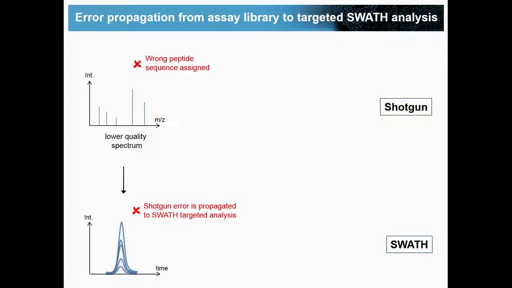And so the error that you've made in the DDA analysis is going to be propagated here, and so the peptide sequence that you assigned here will also be propagated to here. And now this is bad. You've propagated. So this is not a good situation.